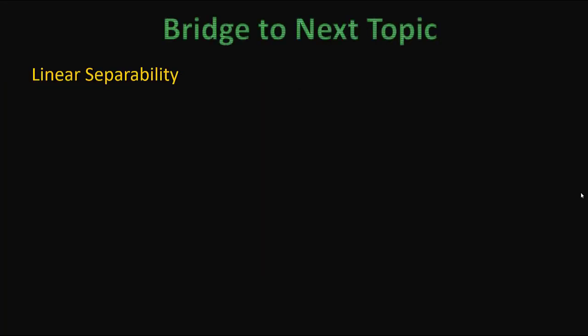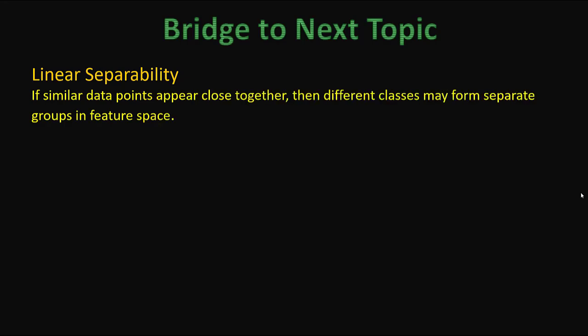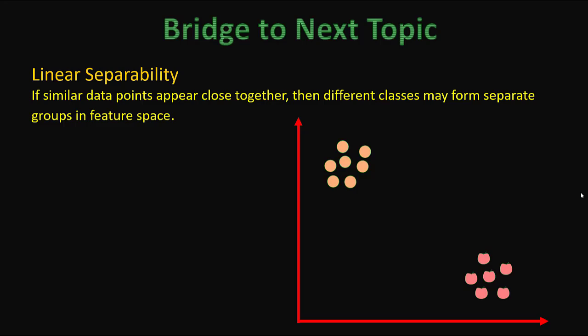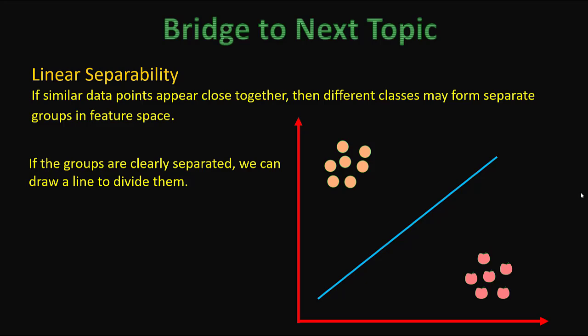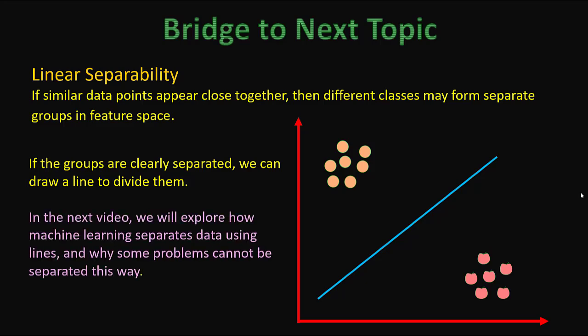Next, what we are going to study in the coming video is the concept of linear separability. If similar data points appear close together, then different classes may form separate groups in the feature space. Take this example, the previous example again. If groups are clearly separated, we can draw a line to divide them. Here we can see we are forming two clusters, and we can draw a line which separates the two classes from each other. This is the case where linear separability is possible.